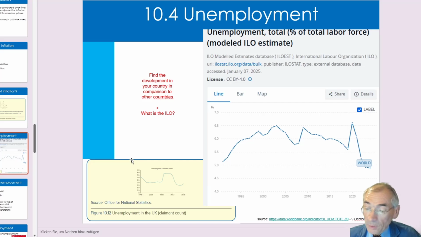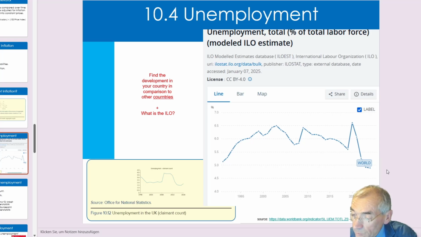Bringing us to part 4 and the third of our 4 indicators, unemployment. You have the number down there in figure 10.12 from our book, and a relatively current one, 9th October 2025. The development you can see here of the ILO, the International Labour Organization. Again, the question, what is depicted here?